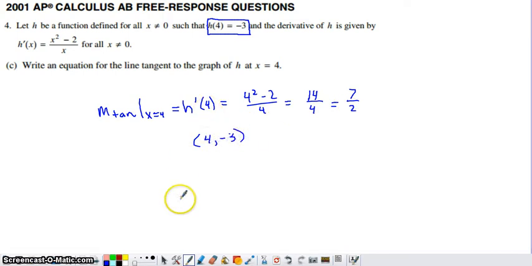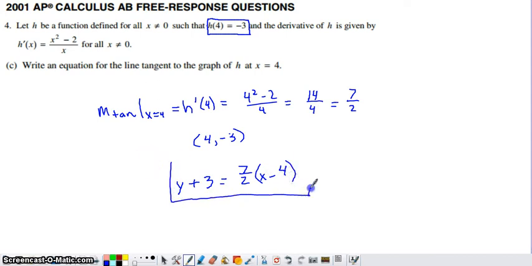So if we go ahead and use point-slope form here, I'm going to do y minus y1. So I could do minus negative 3. I'm just going to change it to plus 3. And that's going to be equal to m, which is 7 halves, times the quantity x minus x1. That's the x coordinate of the point that we know is on our line. So there's the equation of the tangent line in point-slope form. If you preferred to use slope-intercept, that's obviously also fine.